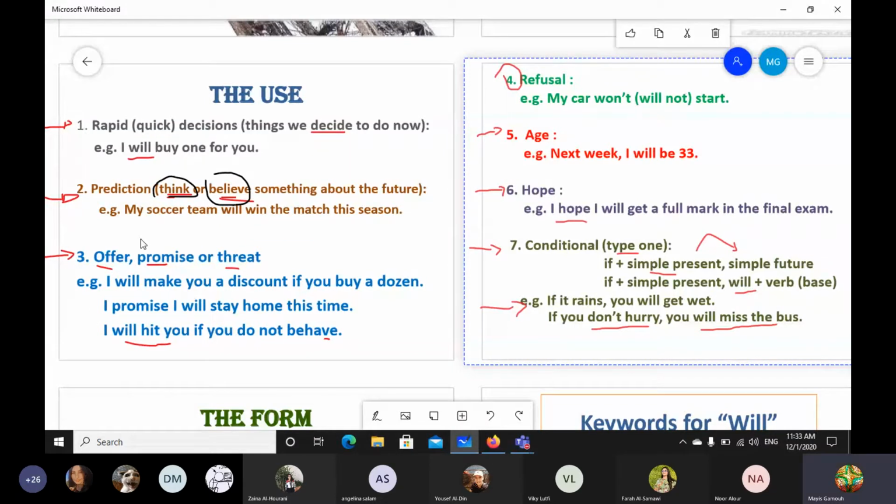Thank you, dear. So here we have an offer. I am offering you something: I will make you a discount. I am promising: I promise I will stay home this time. And a threat: if you have a fight with someone and you are threatening him, you use the simple future. I will hit you if you do not behave. Thank you.